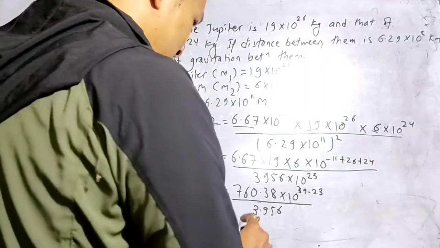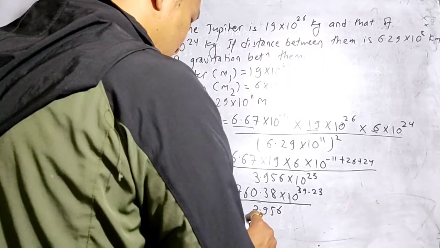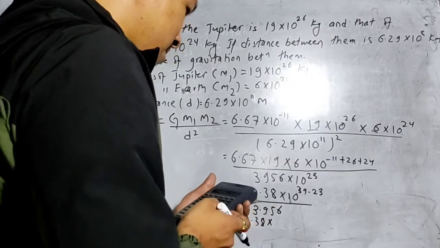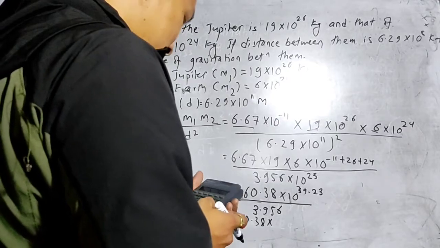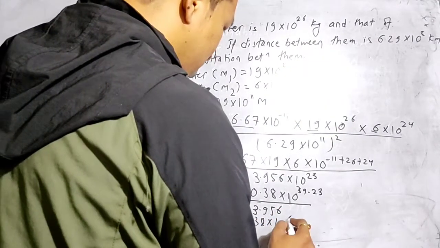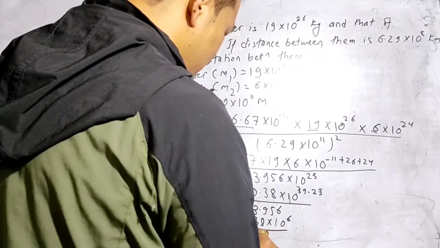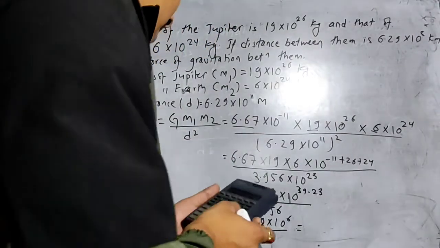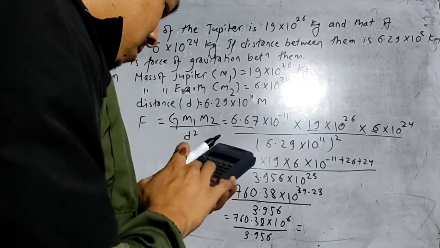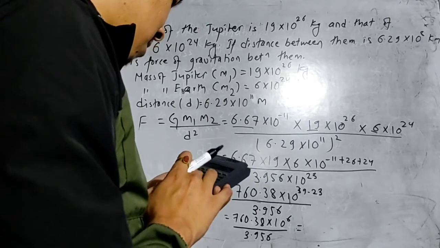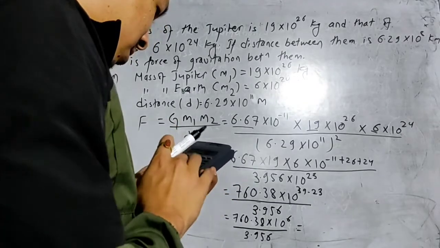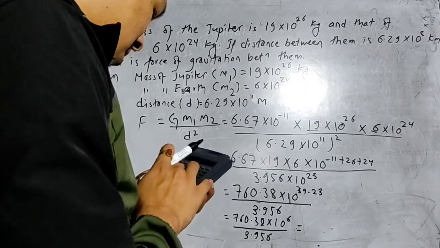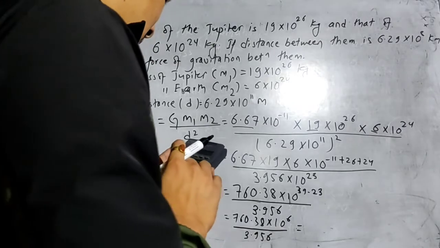That is, okay, 760.38 into, okay, 39 minus 23, that is equal to 16. That is 10 power 16. Now it's divided by 3.956. Now 760.38 into 10 power 6. Okay, divide this by 3.956.